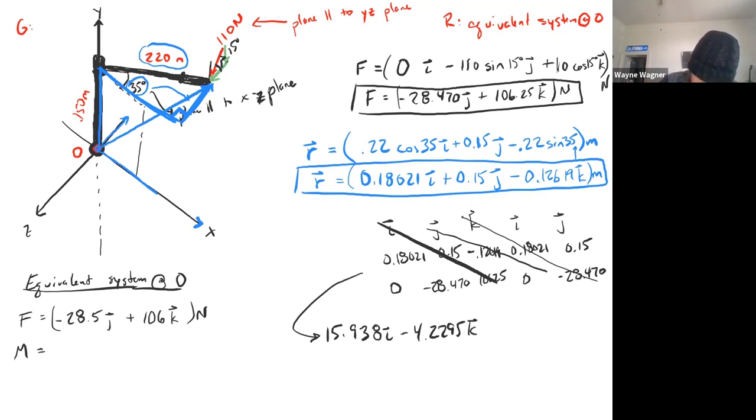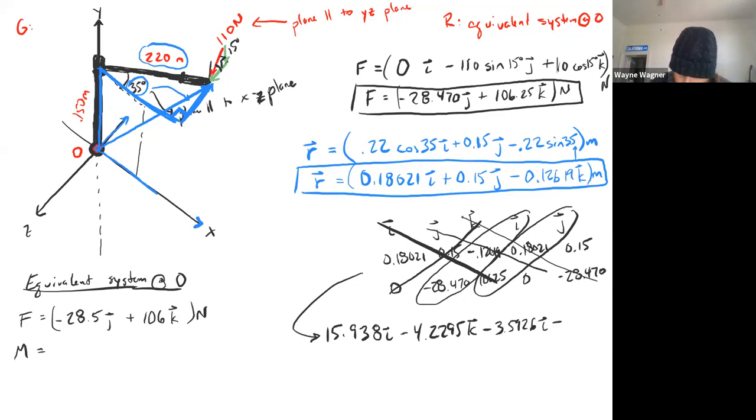Okay, and now we'll go the other direction. And let's see, so this one is a 0. This one is going to have a negative sign, minus 0.12619 times 28.470. Okay, minus 3.5926 I. And then here's my J, which looks like it's going to have a negative sign. Okay, because we've got positive times positive, and then because it's a back diagonal, it gets a negative.